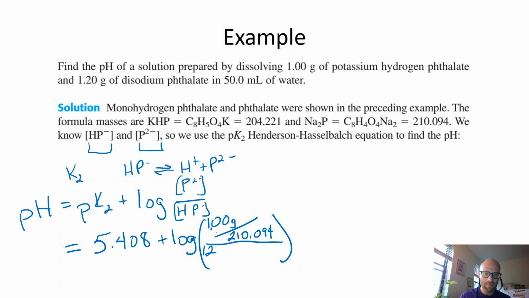Divided by 1.20 grams, sorry, that's grams per mole, divided by 204.221 grams per mole. And grabbing a calculator and working that out, what you should get is a pH of 5.47. I think there should probably be one more significant digit there, but that's as far as I went when I made my notes. So shame on me for that, but there should be another digit there.